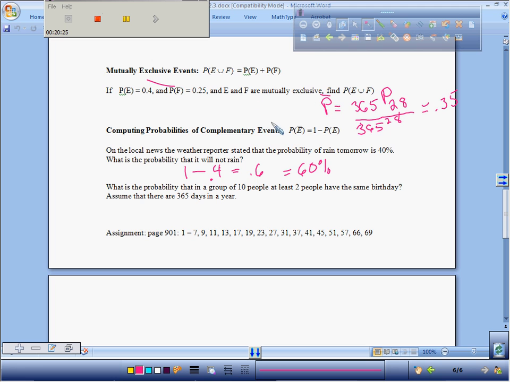So what is the probability that two people will have the same birthday? 1 minus 0.35. So the probability that two people in a class of 28 people will have the same birthday is 65%. You understand why that is? Okay?